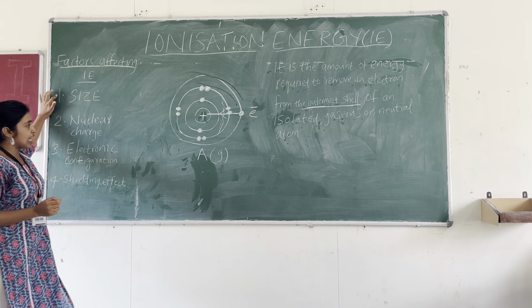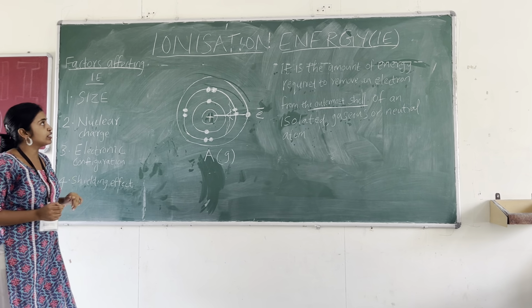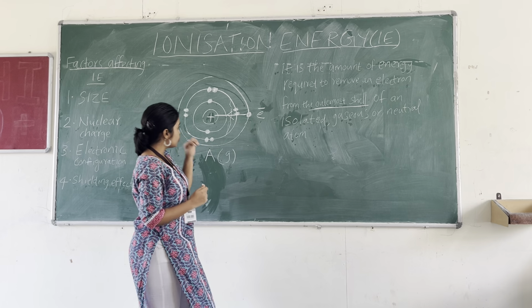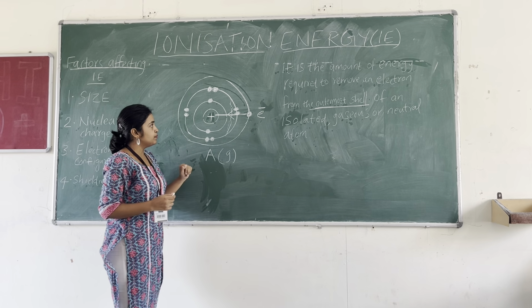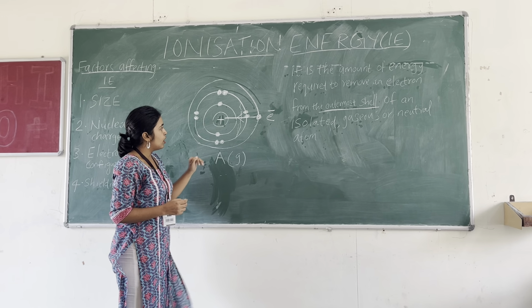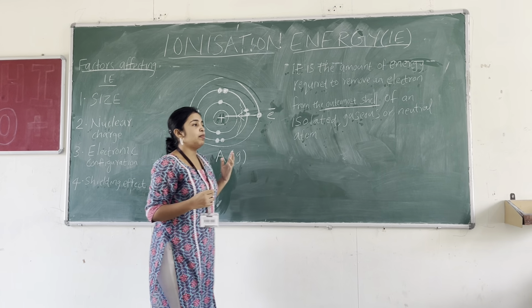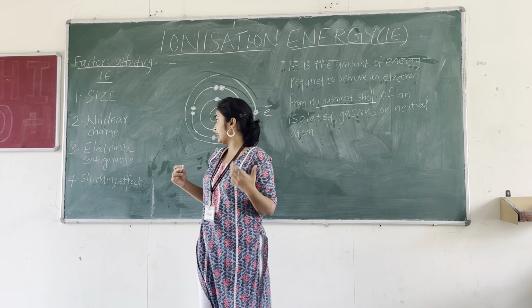The first one is size. How is size affecting ionization energy? So in this atom, we can see, for example, I will explain how size is affecting ionization energy.